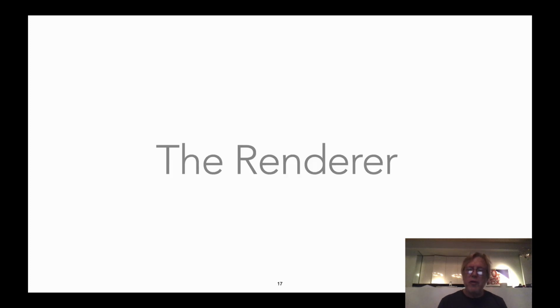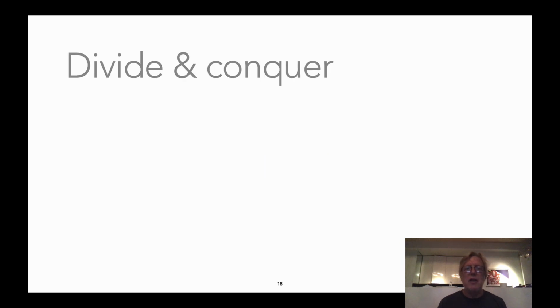A few words about the renderer. So this is a much larger piece of code, but it's also a much easier piece of code to write. And basically what you have to do is to write a rendering function for every component of the type of the AST. I also use a divide and conquer strategy, which is what made this project possible.